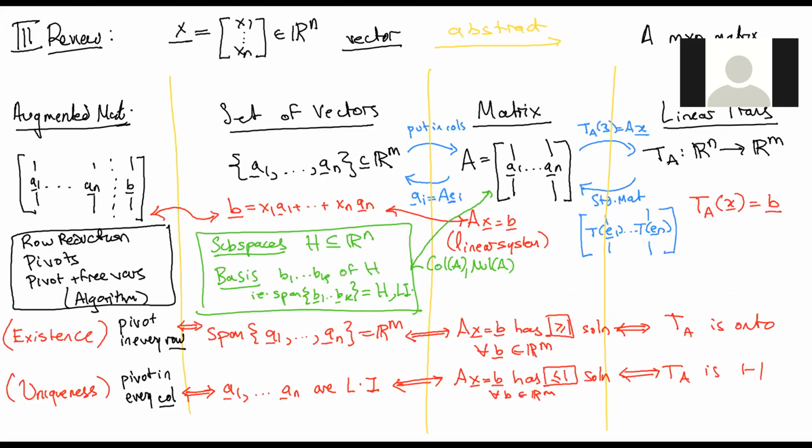Then for the review page, you write pivots in every row or column as criteria for existence and uniqueness. So these statements should be applied for the coefficient matrix, right? You're right, these should be applied to the row echelon form of the coefficient matrix, REF of A, or rather the rows of REF of A. Okay, good question.